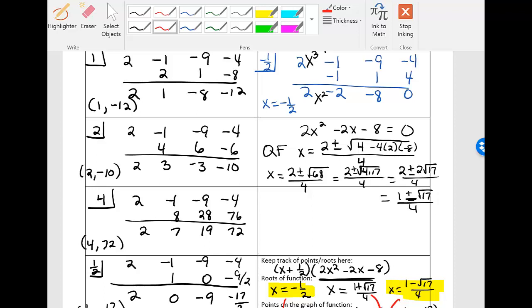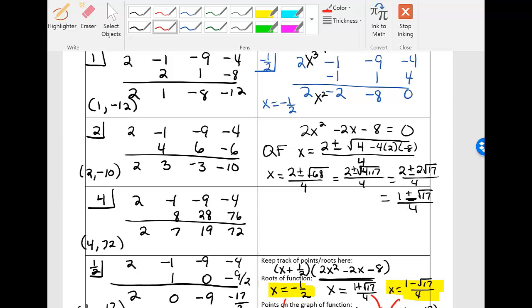So what I'd like you to do now is focus on being able to find the p's, the q's, the p's over q's, and then determining if they're roots, and being able to identify those roots as factors as well.